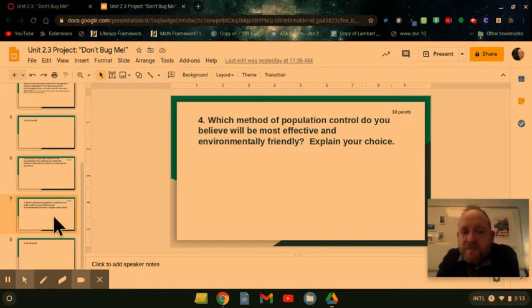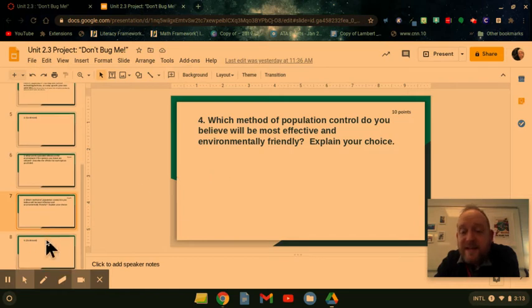Question number 4, which method of population control do you believe will be the most effective and environmentally friendly? And then explain your choice. Again, I need a 5-sentence paragraph there, and that's the end. That'll be the last part of your questions.